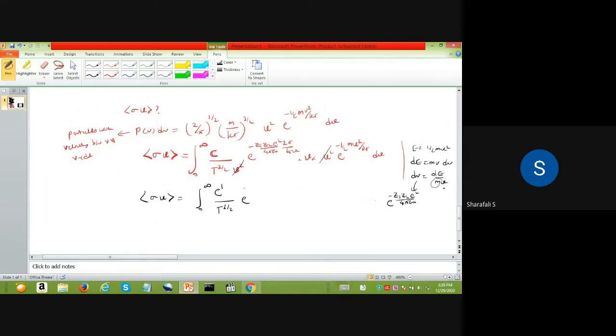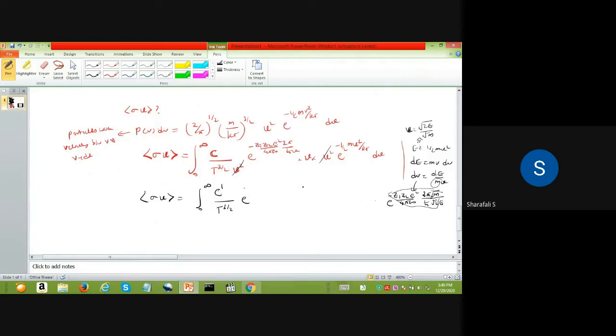There is nothing changed with that, but that 2 pi by h cross v, that v will come from here. We can see v equal to root 2E by m, you can derive from here v equal to root 2E by root m. So 1 by v will be root m by root 2E. So I will take all these terms as constants.